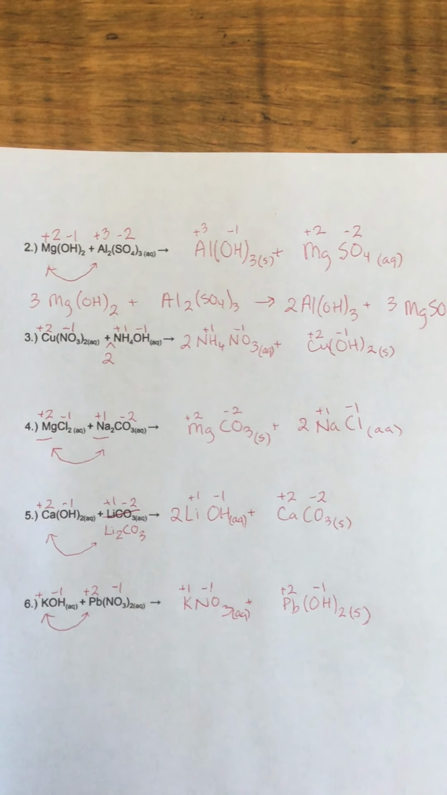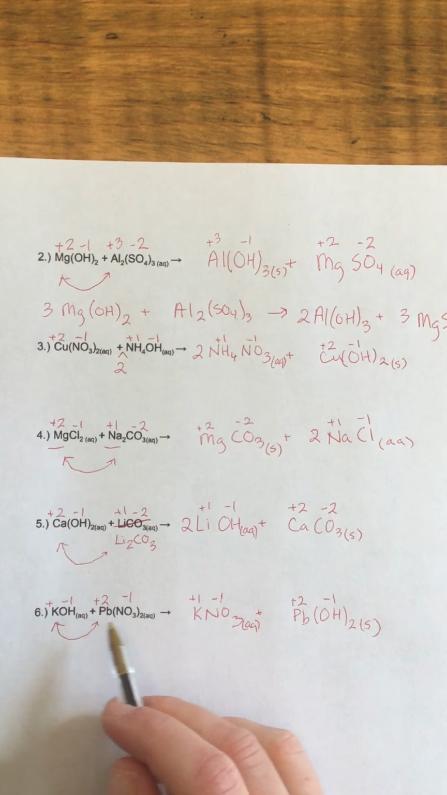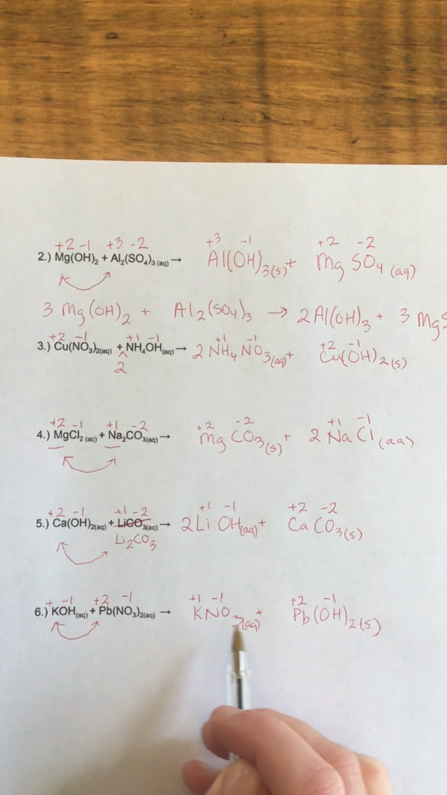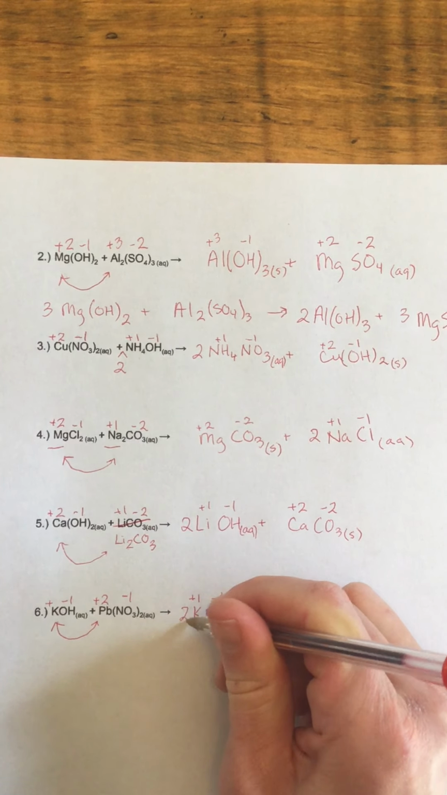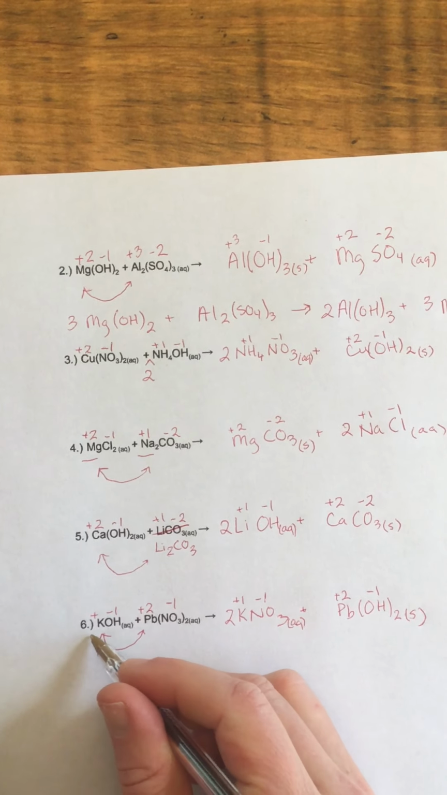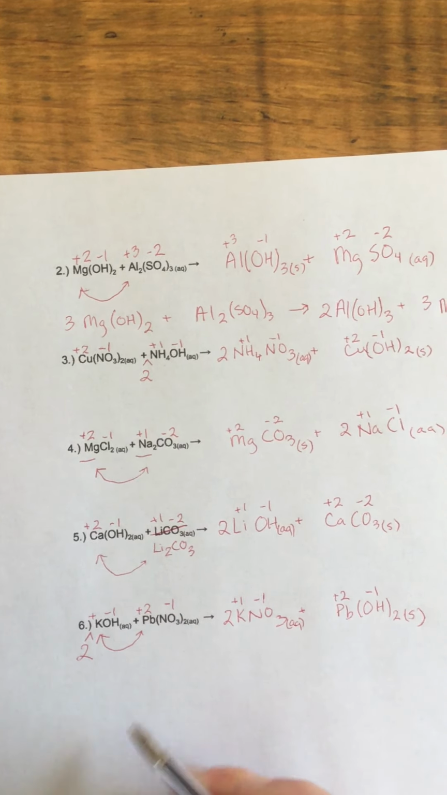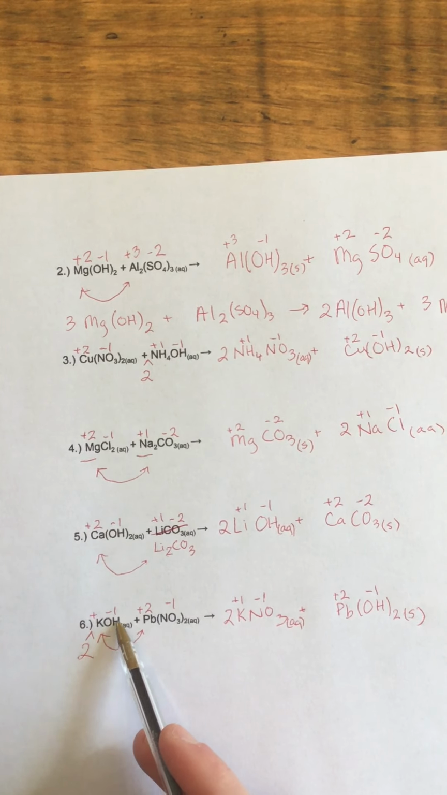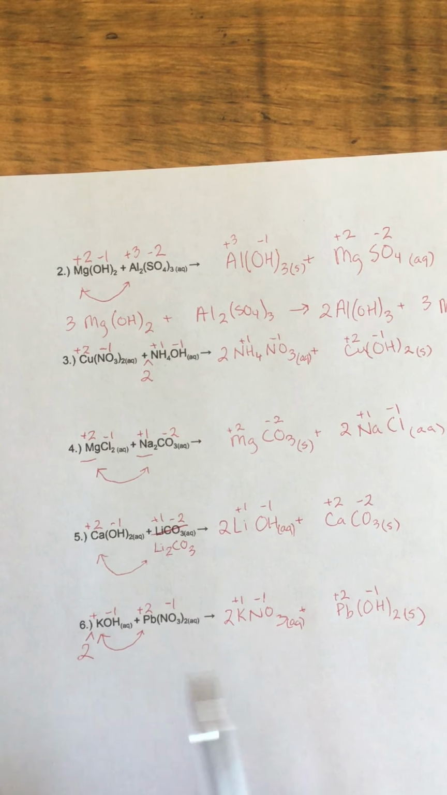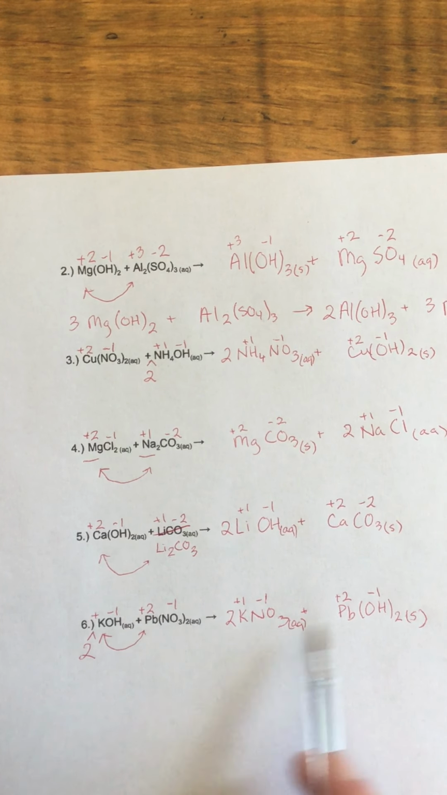Now I just have to make sure that it's balanced. So you can see there's 1 potassium, 2 nitrate groups. So I actually have to put a 2 in front of potassium nitrate. That doubles the amount of potassium. So over here, again, I would put that in front, but I don't have quite enough room, so I'm just going to insert a 2 here. That doubles the amount of hydroxide, and over here I have 2 hydroxides. Lead, I only have 1. Here I have 1, so everything is balanced.